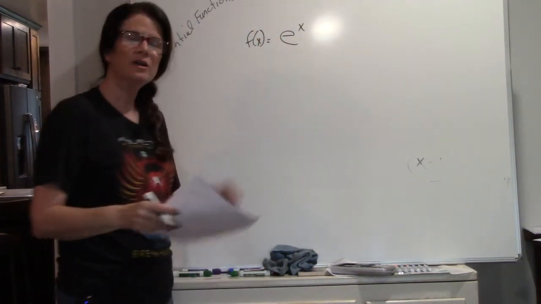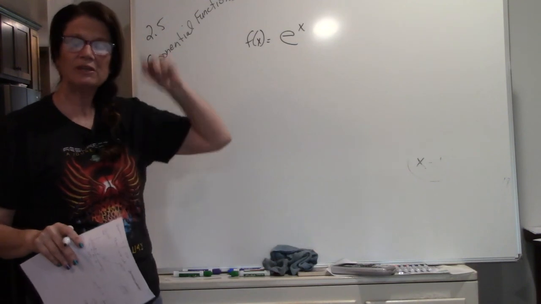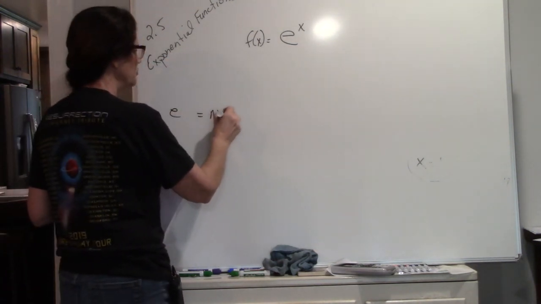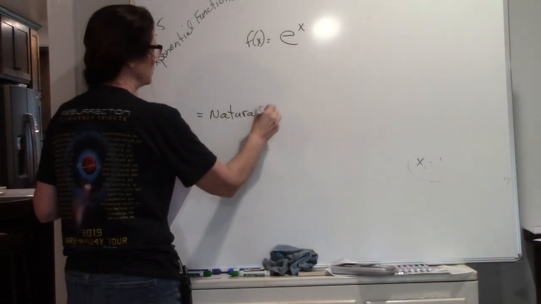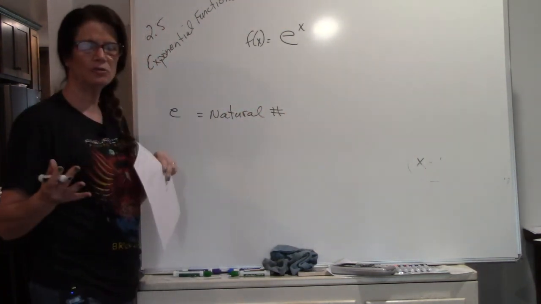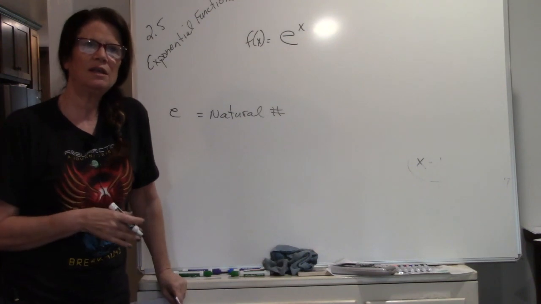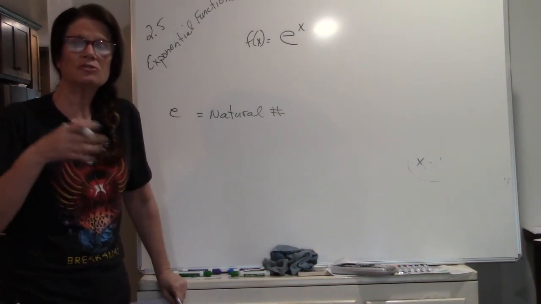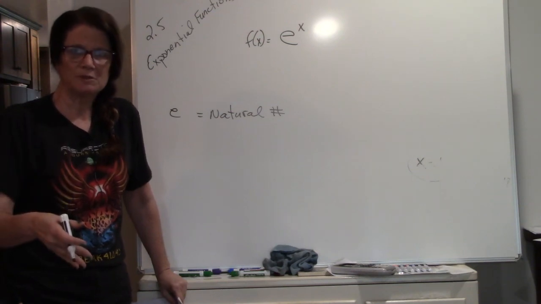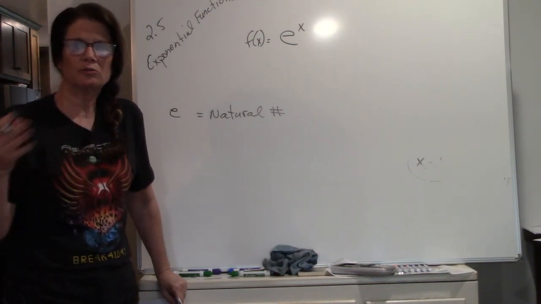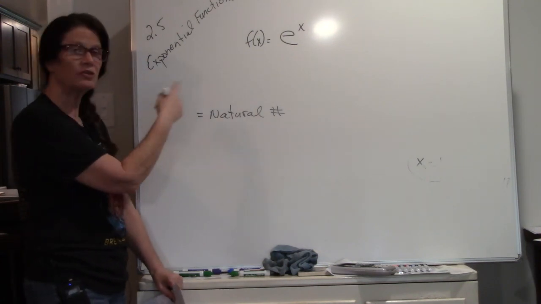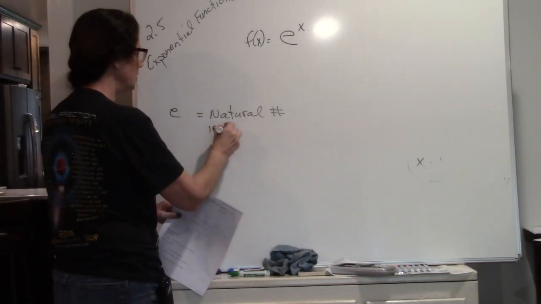Okay, now on your calculators, you are going to have an e button. An e is what's called a natural number. It is seen in many different nature type problems. Anything that has to do with growth or decay, that's where you're going to find the natural number. And this is actually a number. It's an irrational number.